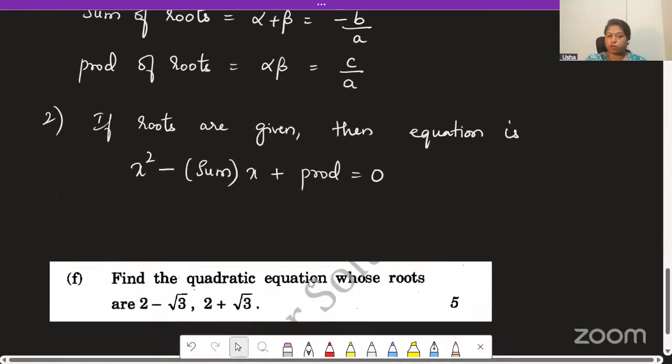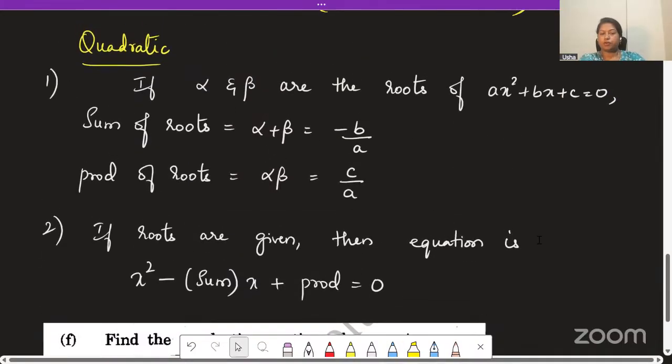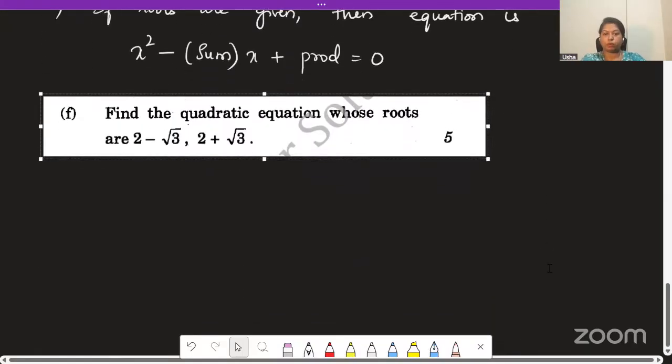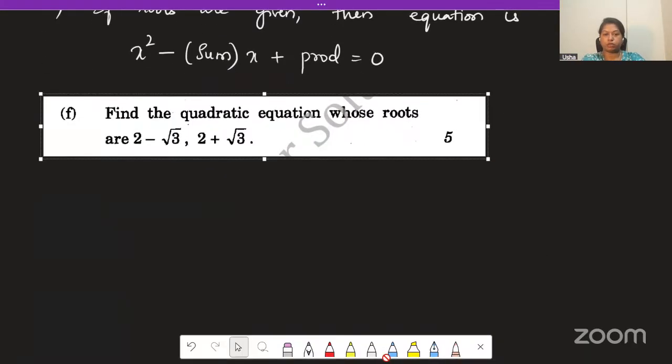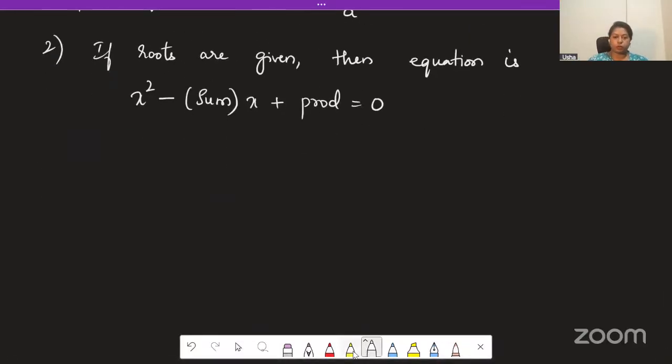Now we are supposed to solve this question using this method. This is for quadratic equations. For cubic equations, write down that also, then we will solve the problems. For cubic equations, you know the format of the equation.